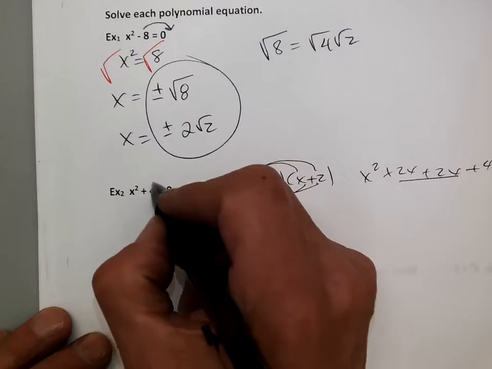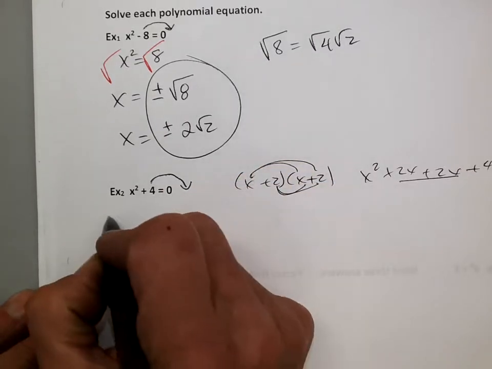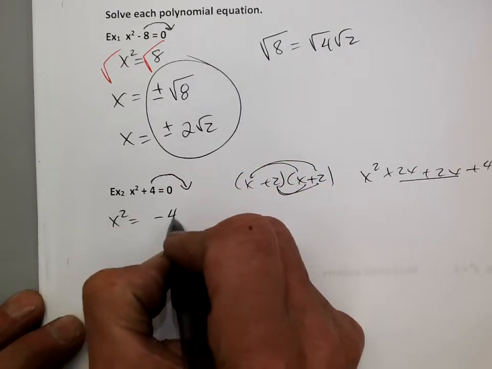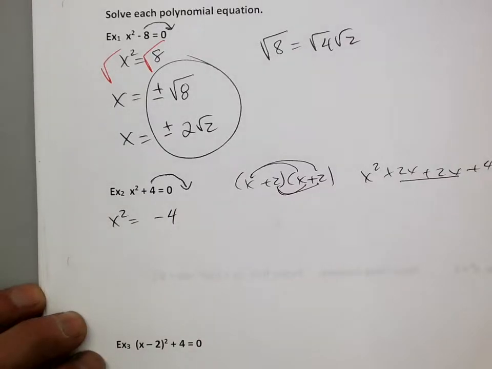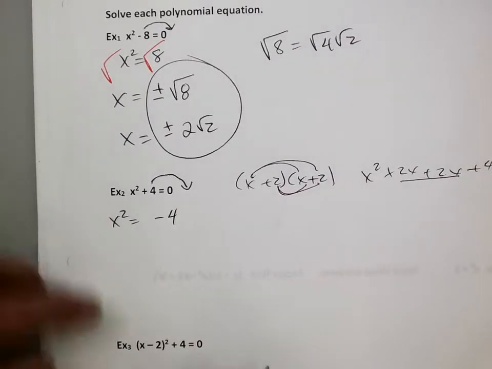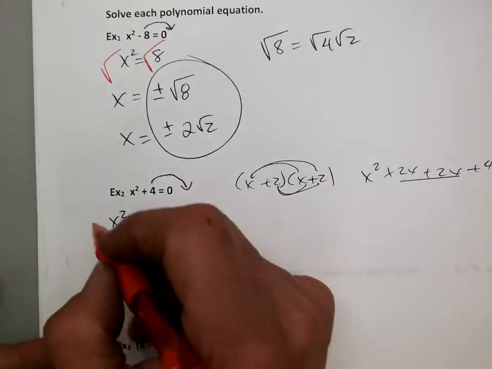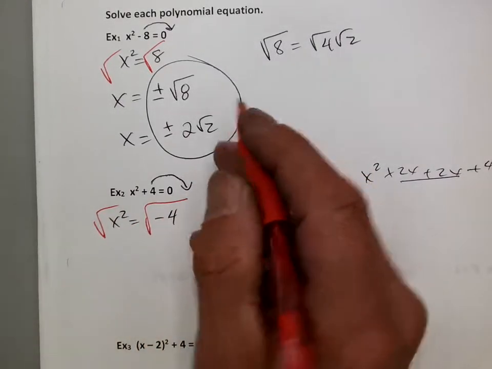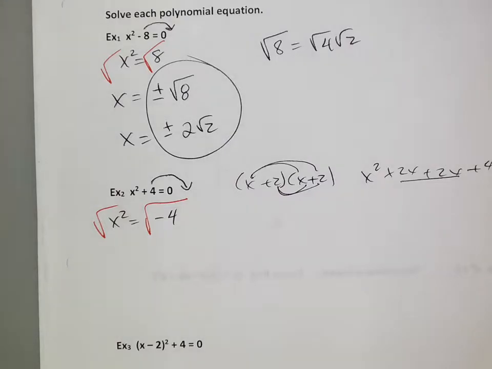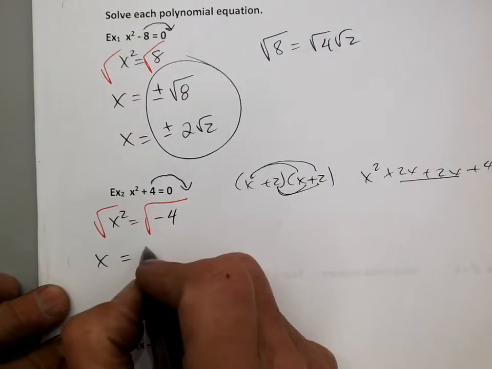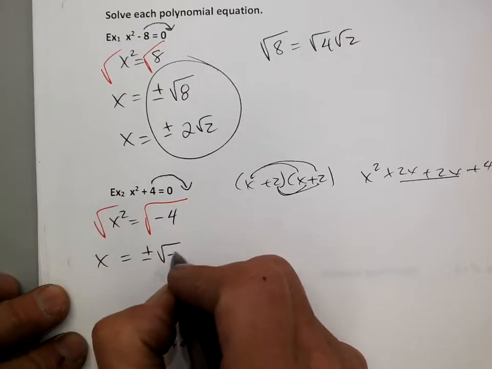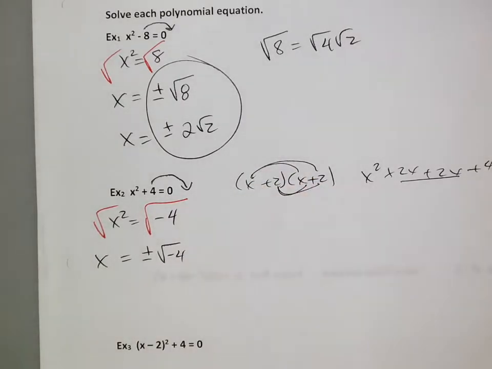So if I bring over the 4, then x squared equals a negative 4, right? But I'm going to square root like I did above, so I'm going to get rid of the square by square rooting it. And I'm going to have 2 answers, right? So it's going to be plus or minus. So I know for sure my answer is going to be x equals plus or minus the square root of negative 4. But you can't take the square root of a negative unless you use i, right?